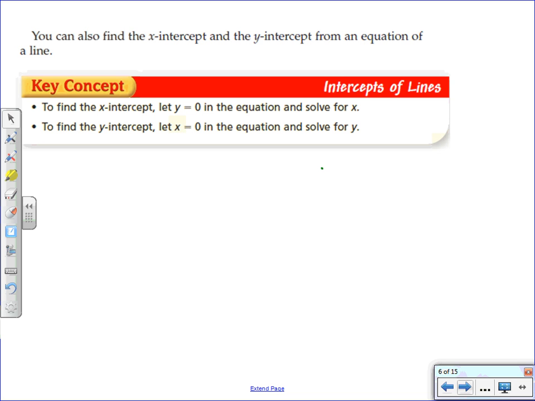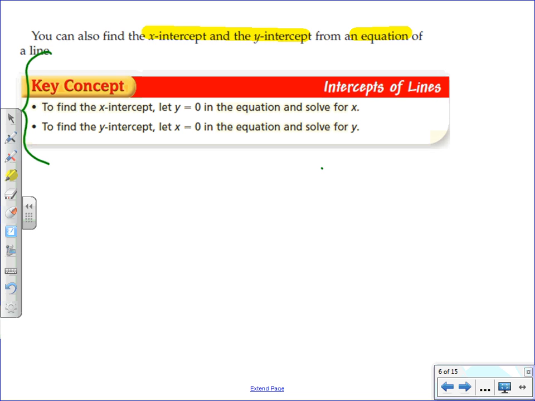You can also find the x-intercept and the y-intercept from an equation of a line. To do that, you're going to follow this key concept. If I were you, I'd go ahead and write this down word for word. Usually when you see key concept, you know it's important.